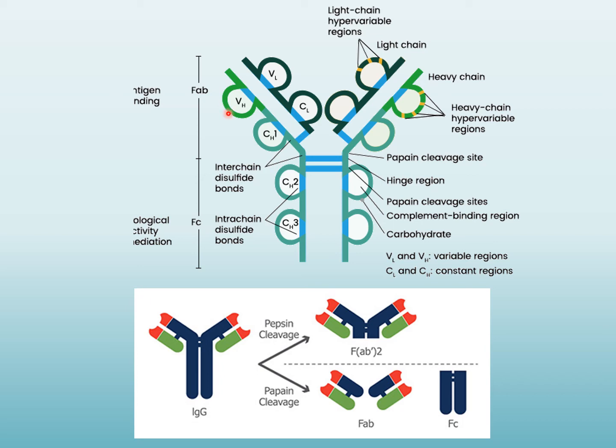So here you can see the variable regions and constant regions of both the heavy and the light chains. The blue lines indicate the disulfide bonds. You can see the light chain and the heavy chain are connected by a disulfide bond, and similarly both the heavy chains are also connected by a disulfide bond.